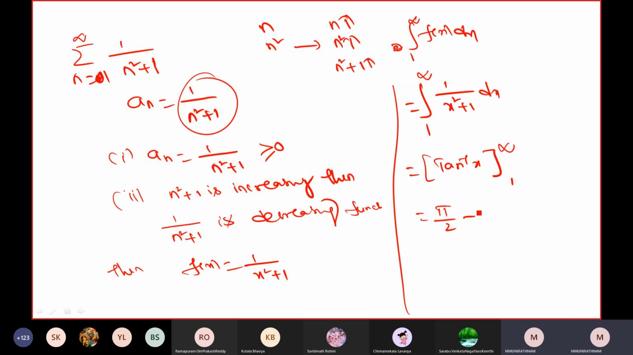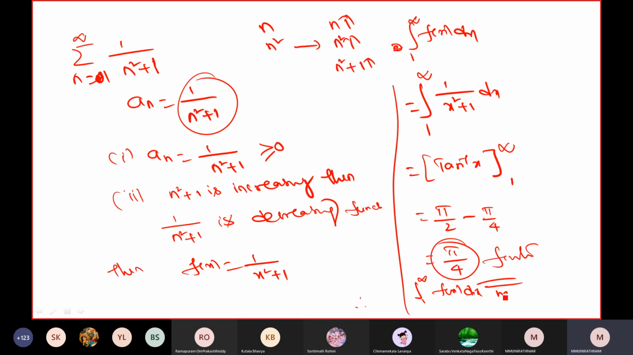tan inverse infinity is 90, tan inverse 1 is 45. So this is pi/4. This is finite, right? So this integral converges, therefore integral 1 to infinity f of x dx converges. Therefore summation n equal to 1 to infinity 1 by n square plus 1 converges. Okay na? రాసుకున్నారా?